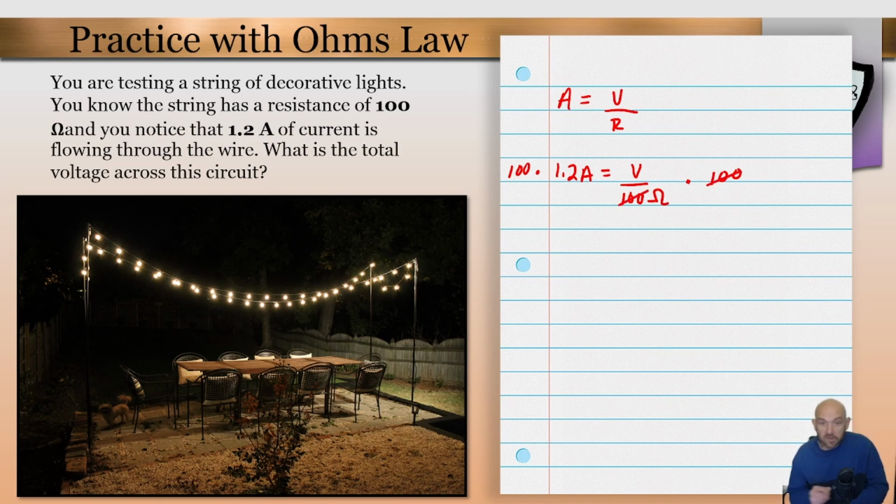100 will cancel on this side. Since we have one on the top and one on the bottom, it divides out to 1 and cancels itself out. On the other side of the equal sign, 100 times 1.2 is going to be 120. So 120 volts is the volts that are being supplied for this particular string of lights, which probably means it's plugged into a wall outlet because that's the standard voltage of most wall outlets in the United States.